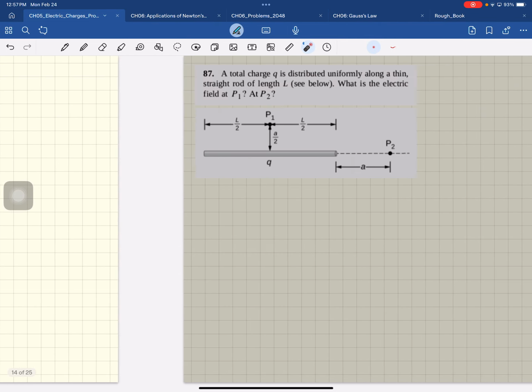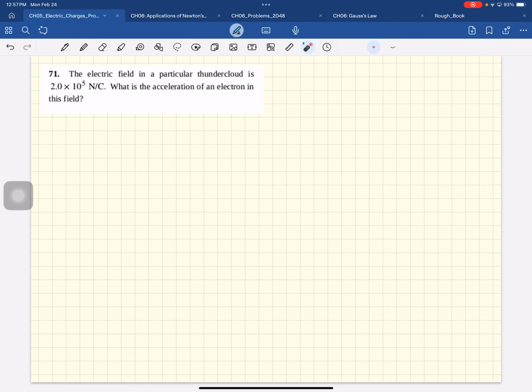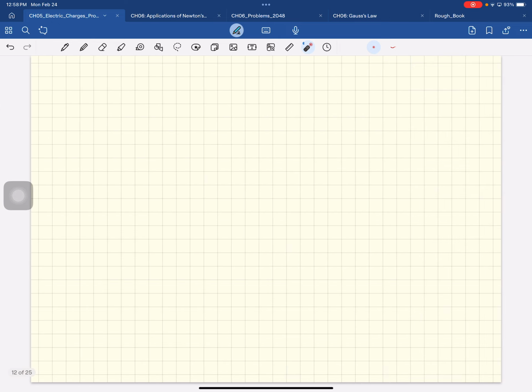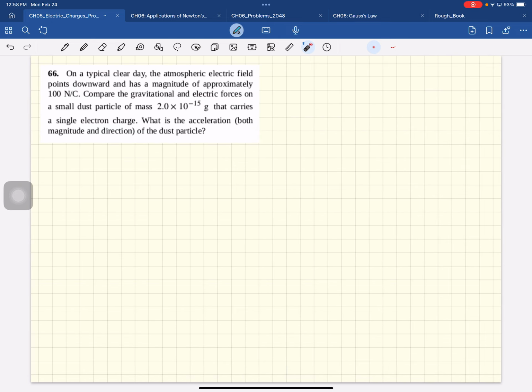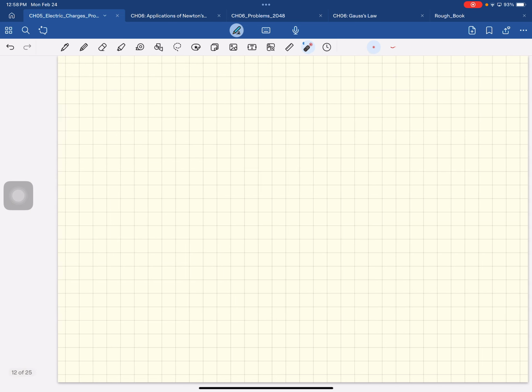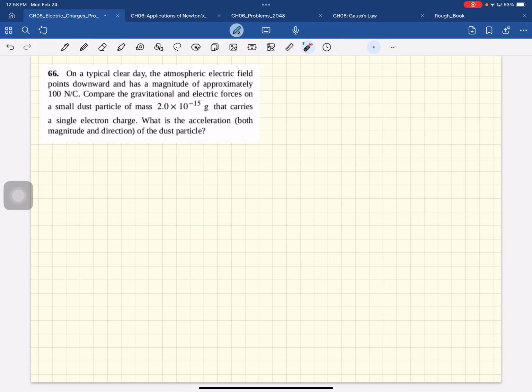Okay, we'll do a couple more problems. I'll show you an integral. All right, let's do this one. So on a typical clear day, the atmospheric electric field points downward and has a magnitude of 100 newtons per coulomb. So the electric field is 100 newtons per coulomb, pointing downwards.